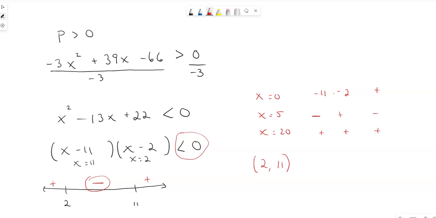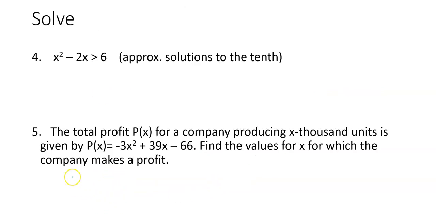Let's go back to the context of the problem. We said the values between 2 and 11 will work. What is x? x is 1,000 units. So they should make more than 2,000 units. And they should make less than 11,000 units. If they make that number of units in between there, then they'll make a profit.